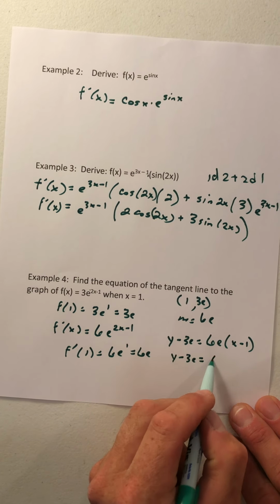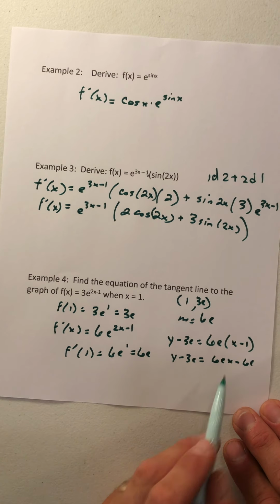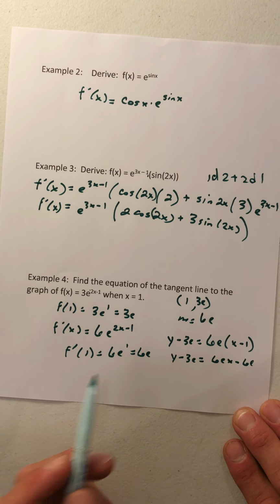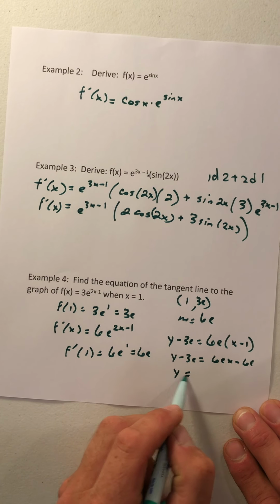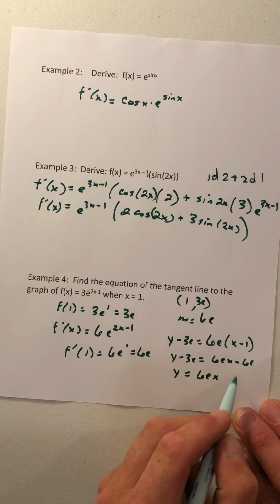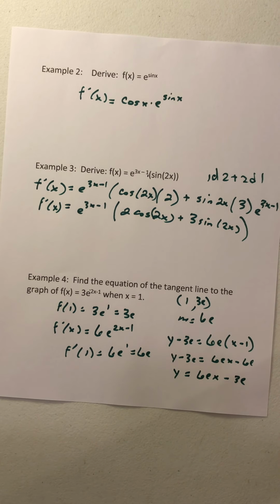I might bore some of you, or some of you may think, where is all that coming from? So we can distribute the 6e through the x minus 1. We can add 3e to it, so we get y equals 6ex, then minus 3e. We could also factor out 3e in this case, I guess, if you want it. Just kind of depends on what the multiple choice answers look like and what we have to manipulate in order to get to one of our chosen answers.